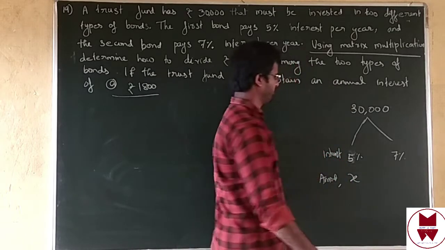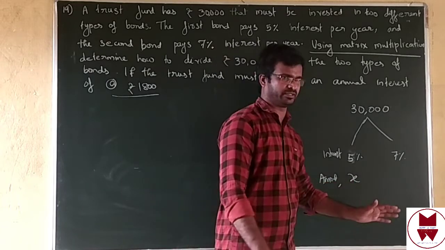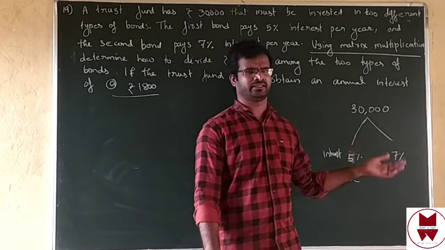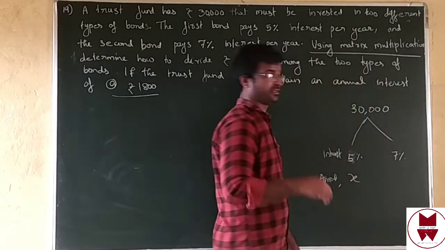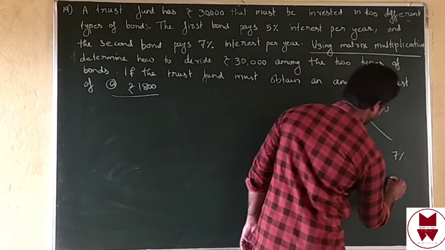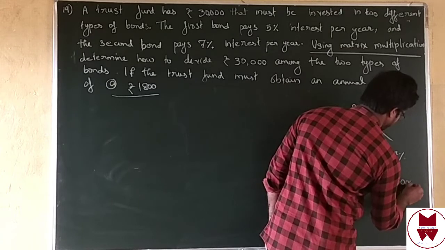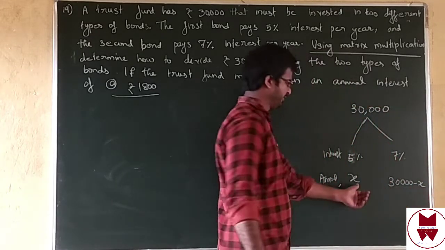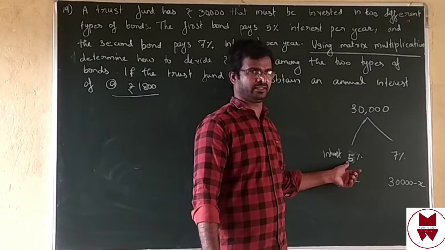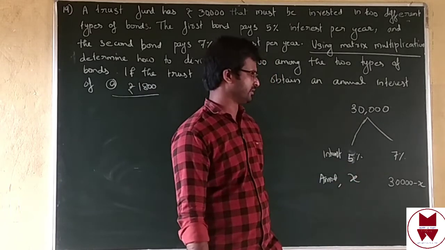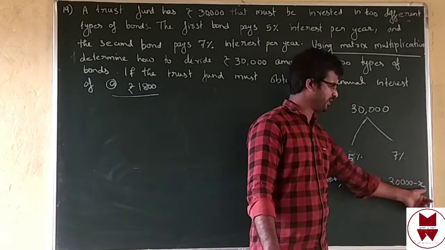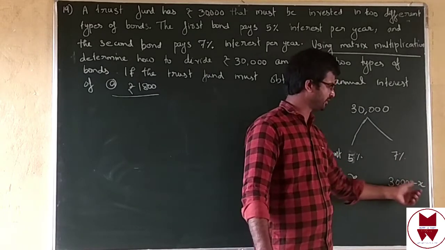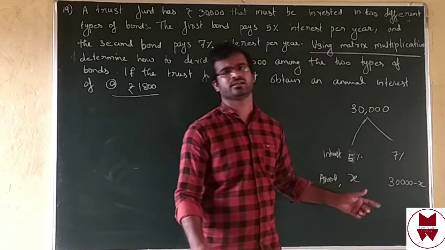In the first bond they are going to invest X rupees, maybe 20,000, 15,000, 10,000, anything. In the second bond they are going to invest the remaining money. The remaining money we can write as 30,000 minus X, because X is already deposited in the first bond, isn't it? With 5% interest in the first, then the second bond with 7% interest, the remaining money only we can invest. That is 30,000 minus X.